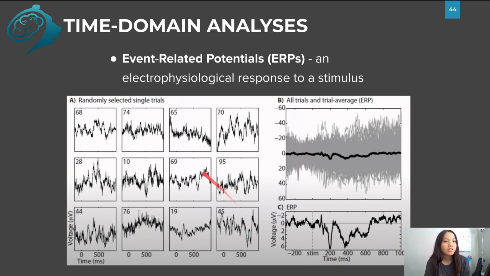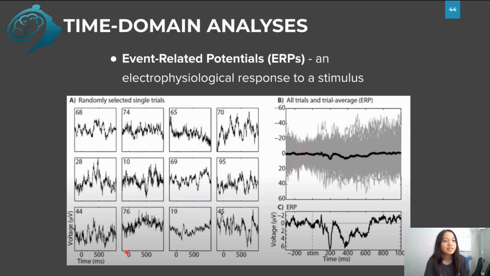So here you can see a bunch of single trial EEG data. The number here corresponds to the trial number, and the x-axis indicates time in milliseconds. And time zero is when the stimulus appears in front of the subject.